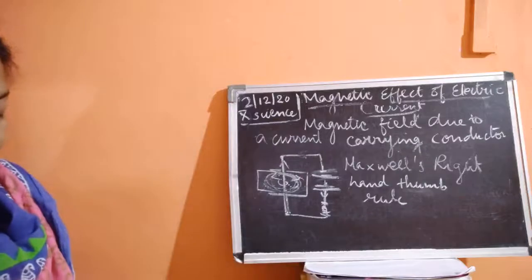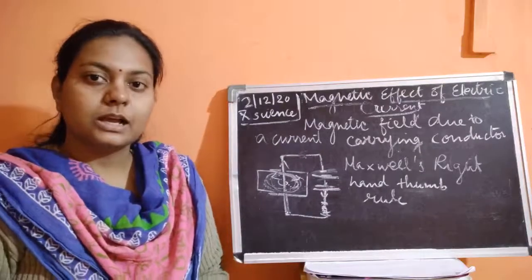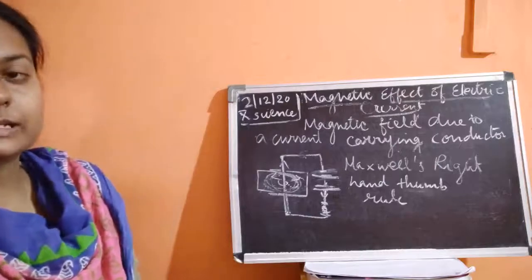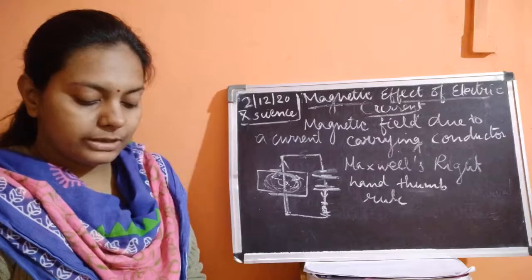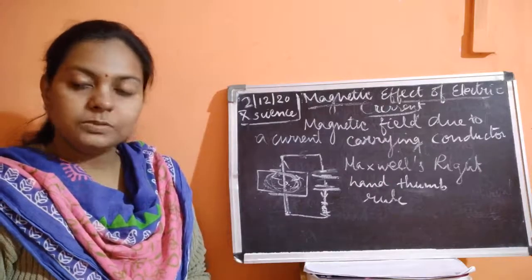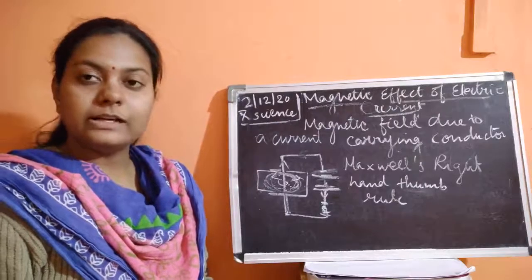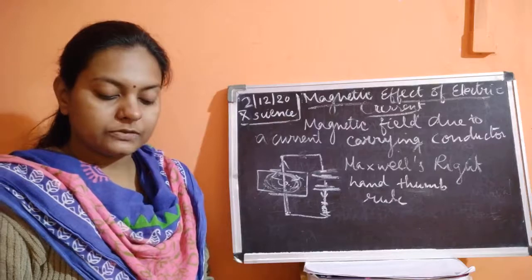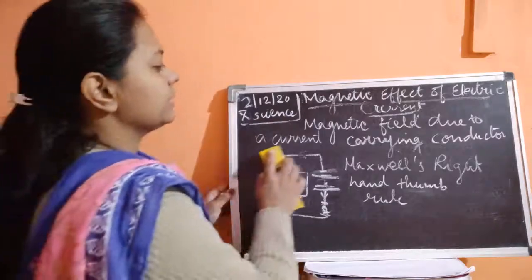So this is how we can tell what Maxwell's right hand thumb rule says. Maxwell's right hand thumb rule says that whenever you are holding a current carrying conductor in your right hand, the thumb always points the direction of the current, then the direction of the magnetic field is always given by the direction of the fingers encircling the wire. Okay, so we can write this.